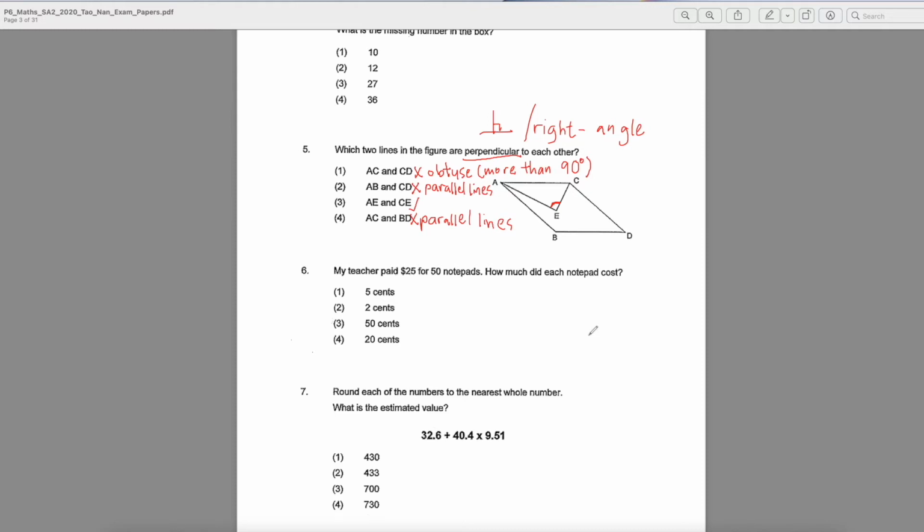Number one is out because it's obviously more than 90 degrees. 2 and 4 are out because they obviously do not even form any angles, and this looks like a parallelogram to me. AE and CE is the only one that forms an angle that looks like 90 degrees. And that's it, that's your one mark. Your option should be 3. Got it? Okay, I'm gonna move on.